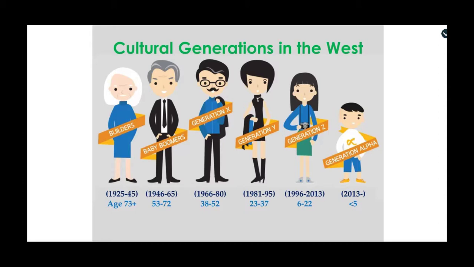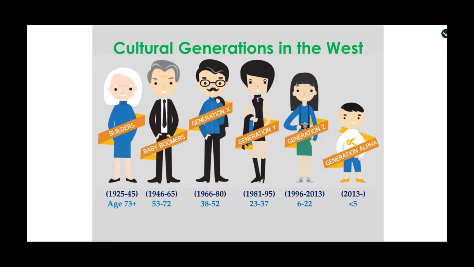Remember, this is in the West. In India, it may slightly vary. The year of birth might slightly vary in India. And generation Z were born between 1996 and 2013. This generation Z is known as next generation learners because they are in schools and colleges now. Generation Alpha might be in their KGs or they might be ready to start their school education by now.